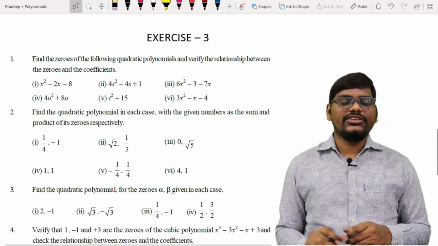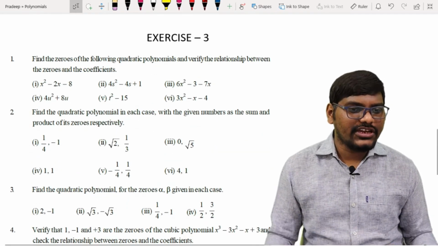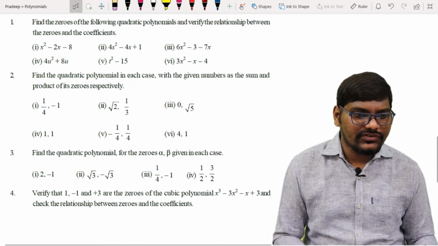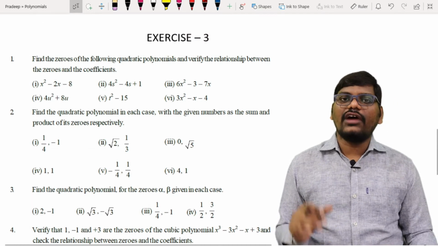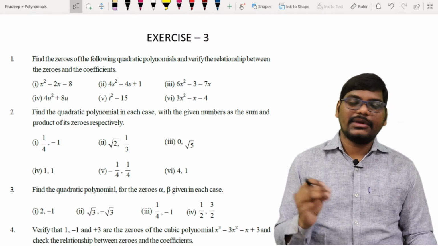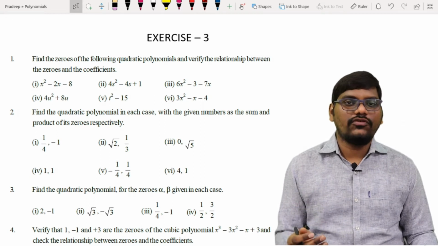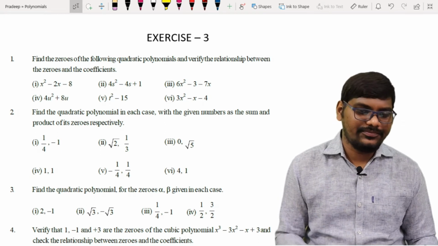So here we can see this is exercise 3. In exercise 3 there are about 4 questions. We are going to solve all these 4 questions very clearly in this particular video. Each and every question will be solved very clearly. So let's go forward and solve the first question.